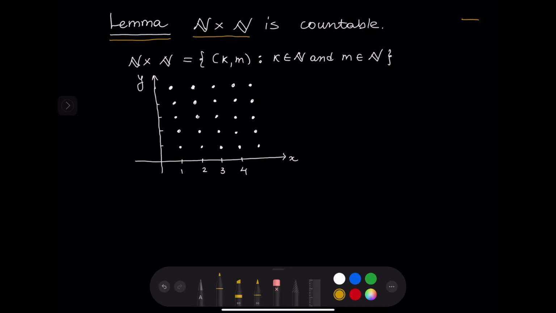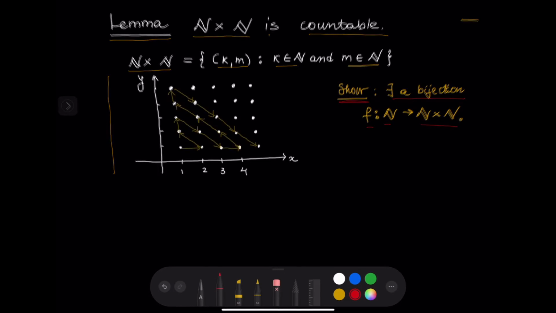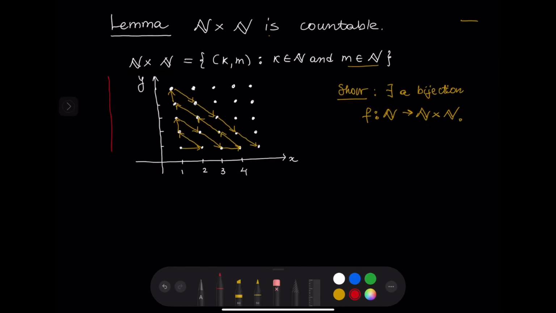So let us now discuss how we would prove that the set N cross N, the Cartesian product of N with itself, is countable. Just to recall, the Cartesian product N cross N is the set of all ordered pairs (k, m), where k is a natural number and m is a natural number, and these ordered pairs can be depicted as points on the plane. So in order to show that N cross N is countable, we need to show that there exists a bijection f from the set of natural numbers to N cross N. So let us look at the diagram over here.